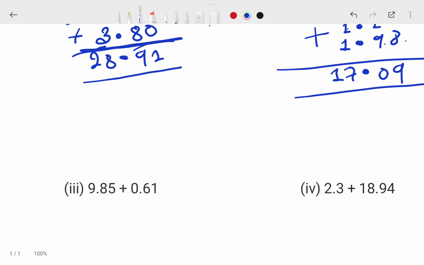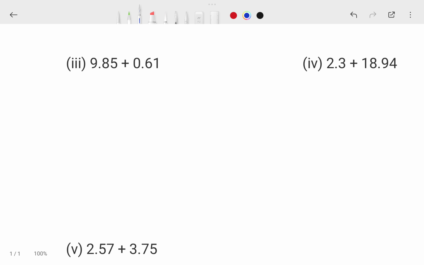Okay, now let's do this question. This question is also simple. This is going to be 9, this is going to be 0.85. The point is there, put the point here. Okay, after that point, what is it? 8, 0, right? 0. After that, 61, right?